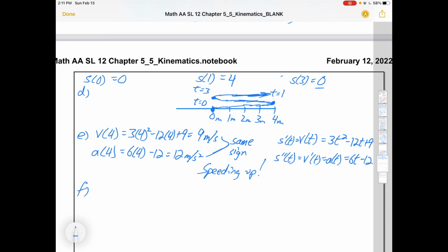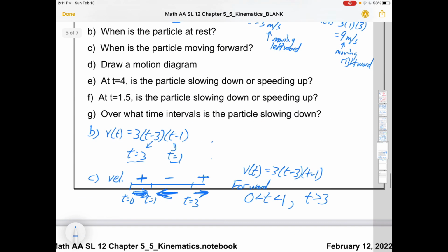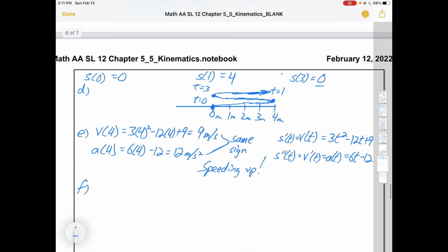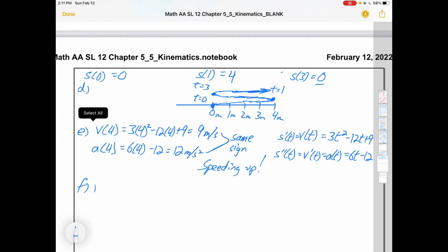The next one's a little more opaque, though. It asks what is going on at t equals 1.5. So what would happen? V at 1.5 is going to be 3 times 1.5 all squared, minus 12 times 1.5, plus 9. This is probably easier from the factored form. So that would be 3 times 2.25, that's 6.75, minus 18 plus 9.